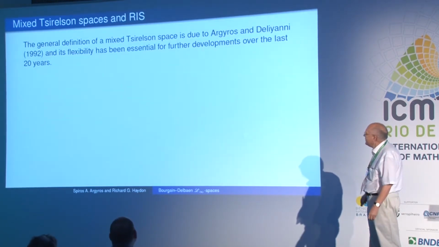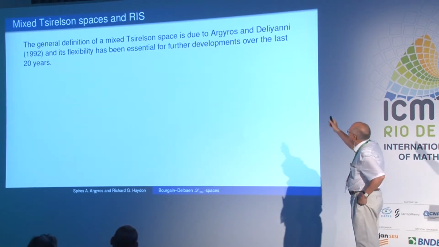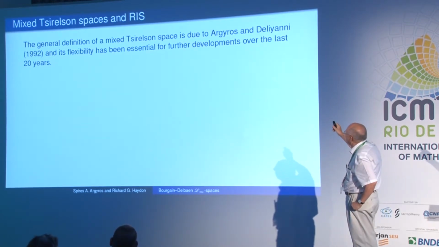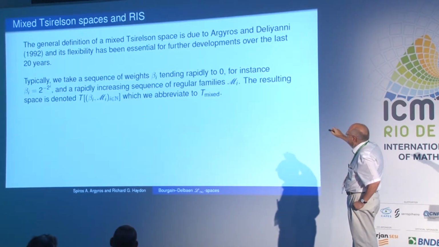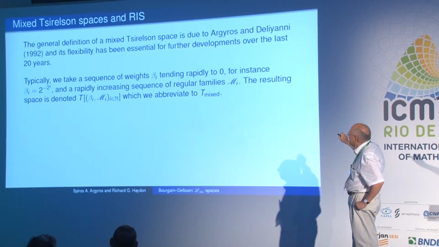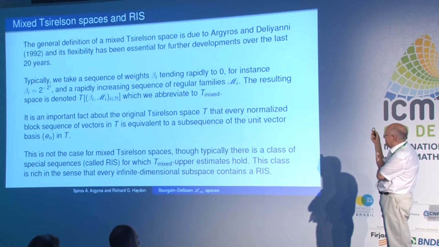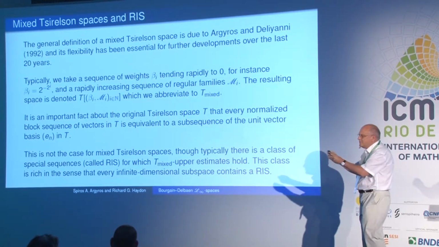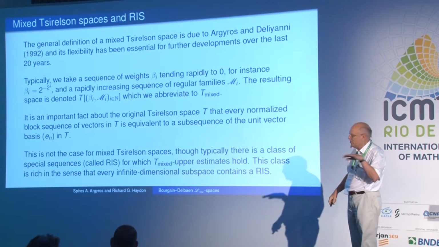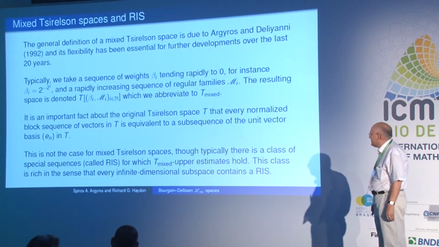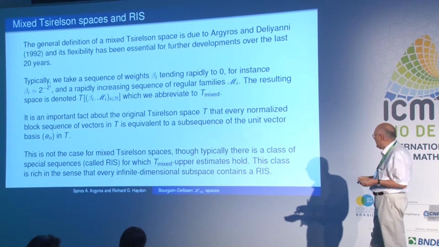I have to say a little bit about why these are so useful. What happened with the original Tsirelson space? Every normalized block sequence of vectors was actually equivalent to something that you already had, the unit vector basis. That's not the case with mixed Tsirelson spaces, and in a sense that failure is what makes them so powerful.